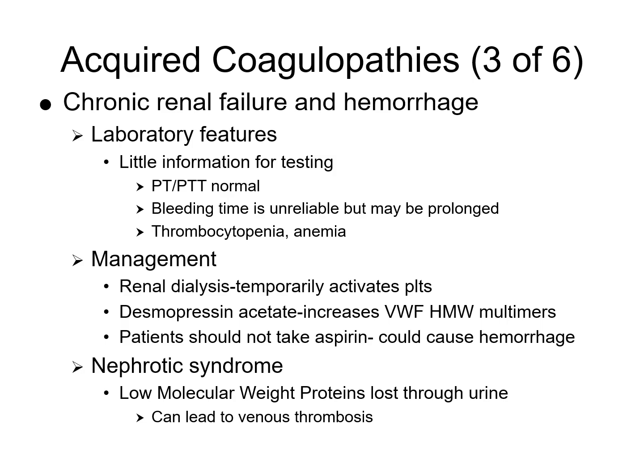For management of bleeding in chronic renal failure, they can do renal dialysis. This will help remove uremic toxins, and it will temporarily improve platelet function. You can also do desmopressin acetate, which will stimulate release of von Willebrand factor, particularly that high molecular weight multimer. It improves platelet adhesion and reduces bleeding time.